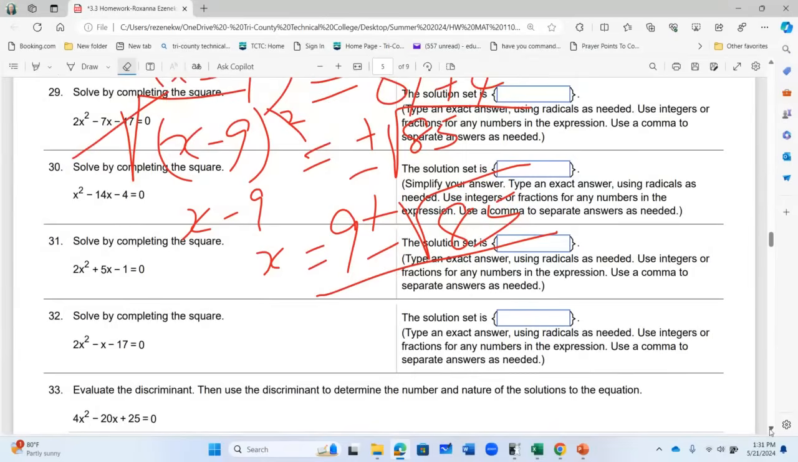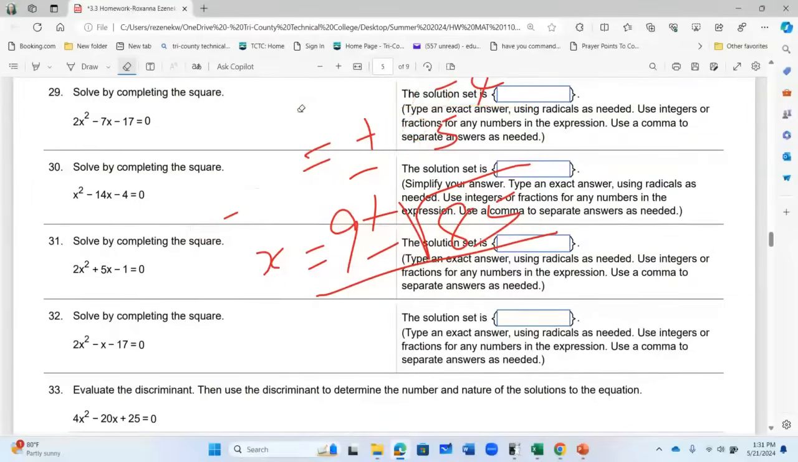Anyway, let's continue. We're going to do 2 more completing the squares. All right, 2 more completing the squares. Using completing the square to solve a quadratic equation.